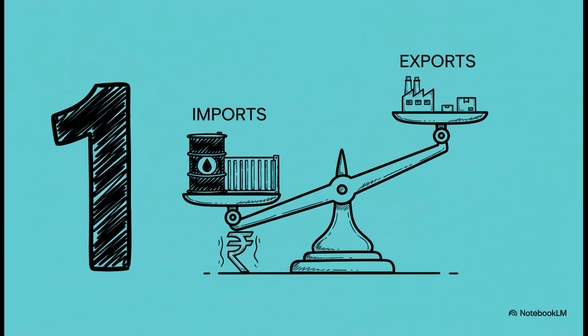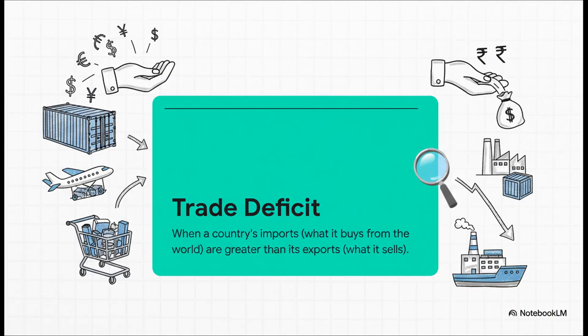Now, this is a really fundamental idea in economics, and believe me, it has a massive impact on a country's currency. So what in the world is a trade deficit? Well, to put it really simply, it's when a country, in this case India, is spending more foreign money on stuff it's buying from other countries than it's earning from the stuff it sells to them. More money going out than coming in.